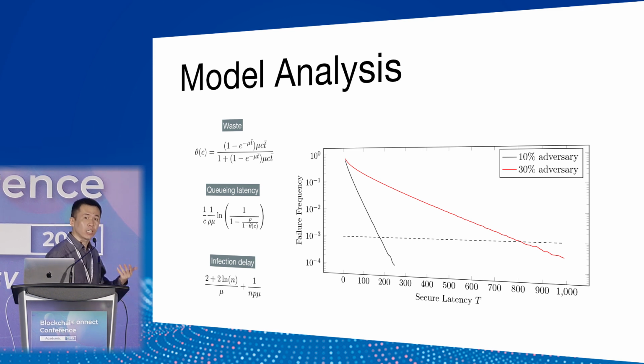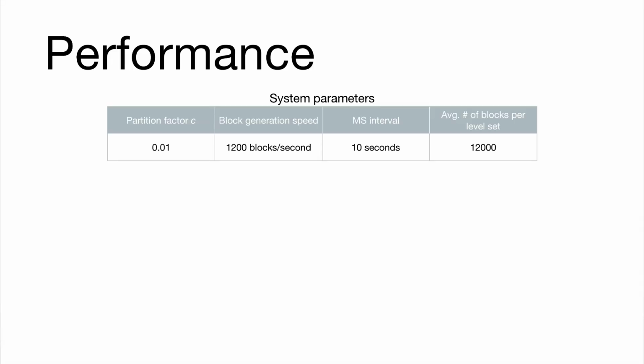The last one is called secure latency. This is the same as the secure latency in Bitcoin. That is, after one milestone has already confirmed that, how many more milestones do you have to wait to really confirm this transaction? So now let me show you the performance.